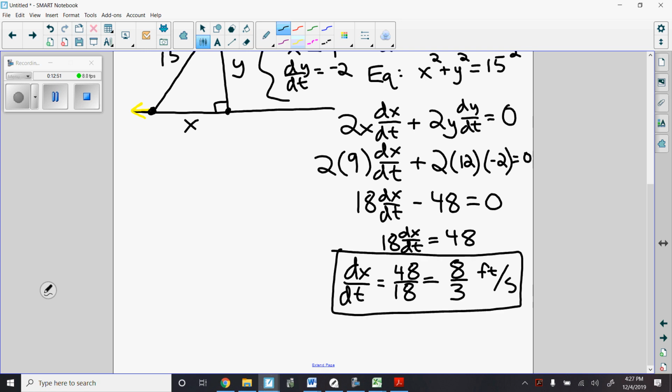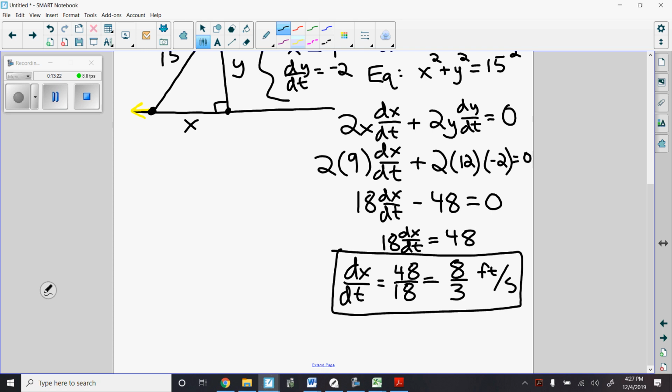So again, the top of the ladder is sliding down at 2 feet per second. The base of the ladder is sliding away at 8/3, which would be 2.6 repeating feet per second. So they're moving at different speeds at that point in time. Again, I should do a little analysis here. It makes sense that my dx dt is a positive number. If I would have gotten a negative number there, something is wrong, and I probably forgot to make dy dt negative. So that's part 1 of the question.